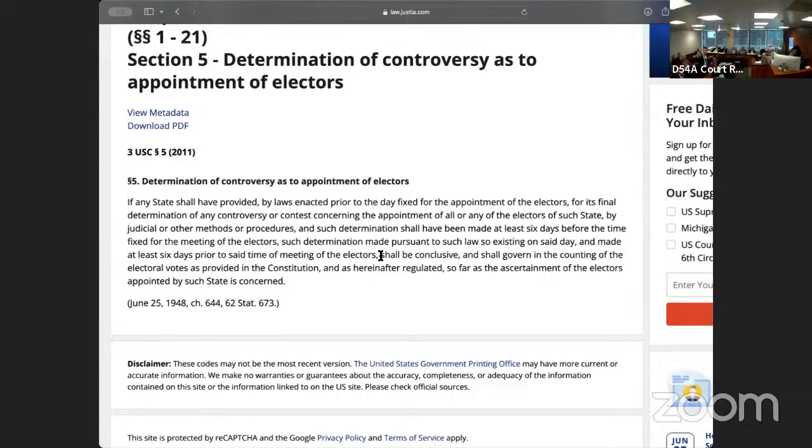So if I take a look at this particular statute, is it fair to say that, and again, I'll give you some time to reflect upon this question, the governor's decision about who the electors will be shall be conclusive when it comes to counting the votes in Washington, D.C.? The governor's decision? Right. Yes.